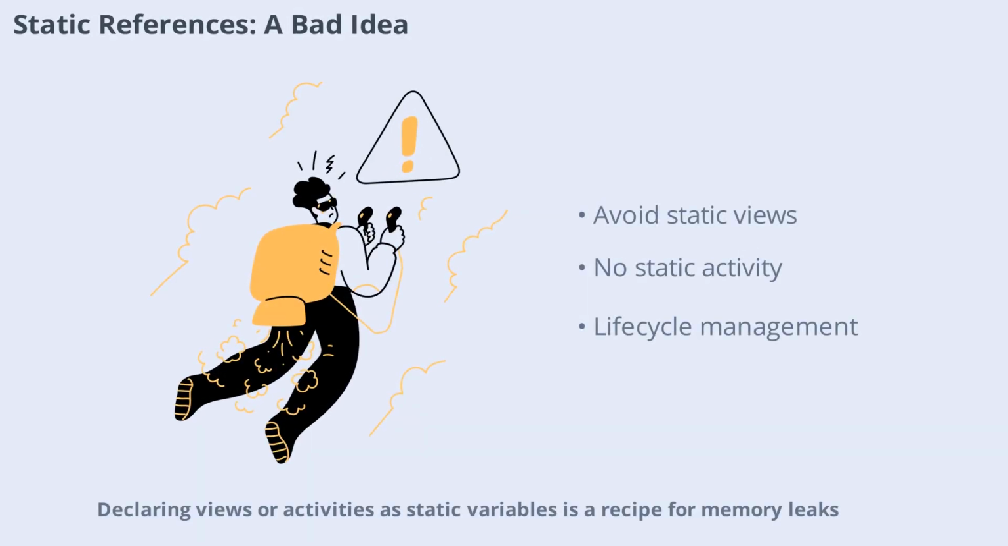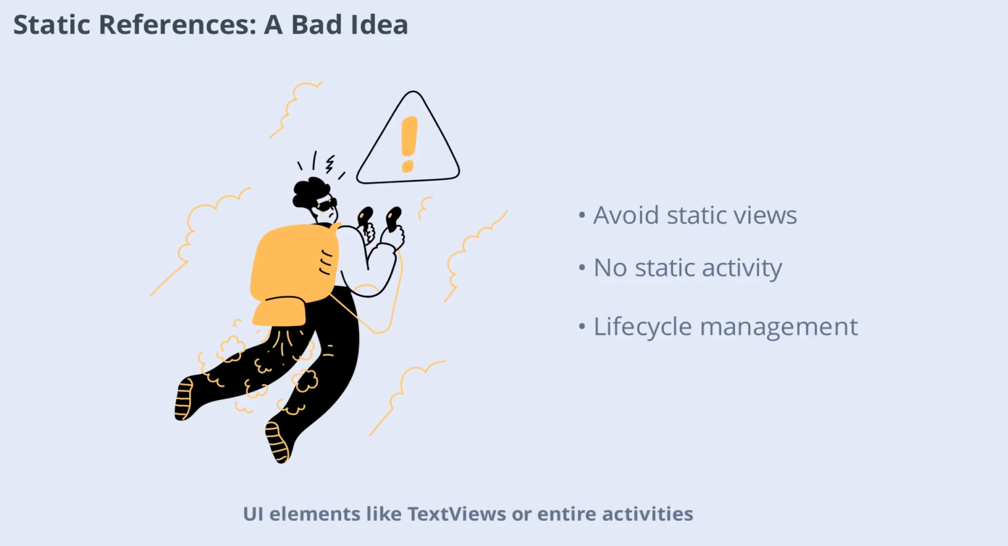Declaring views or activities as static variables is a recipe for memory leaks. Static references persist beyond the lifecycle of the activity, preventing the garbage collector from freeing them. This is especially problematic when referencing UI elements like text views or entire activities. Avoid using static variables for views or contexts. Instead, use instance variables and ensure proper lifecycle management.